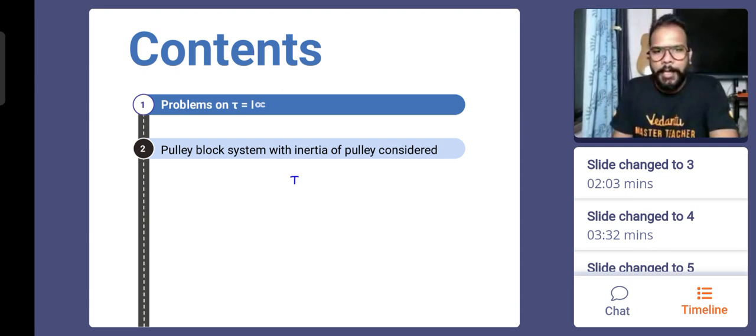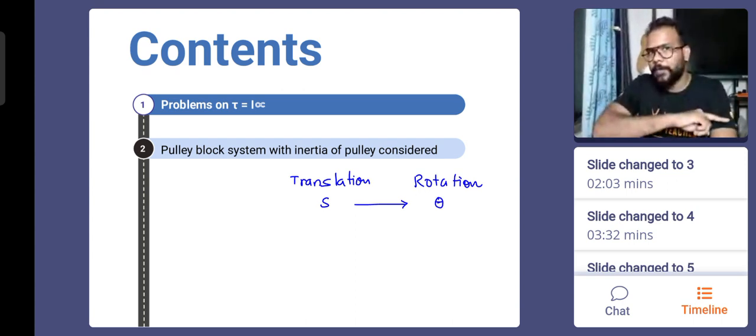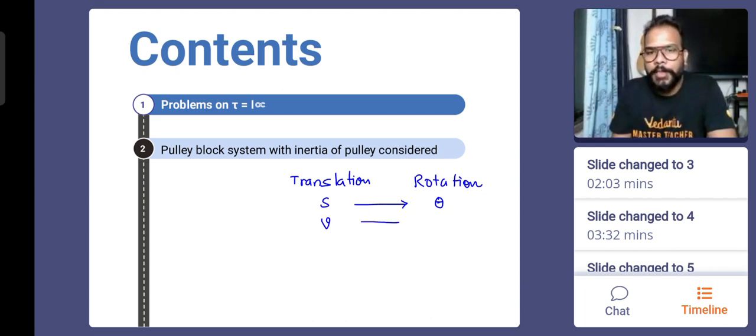As you already know, there have been so many quantities where translation and rotation counterparts have been spoken about. If you remember, in translation the role was played by displacement. What is the quantity that does the same job in rotation? It's theta, angular displacement, right? Here it is displacement, and in rotation it is angular displacement. If there used to be velocity in translation, it will become omega, angular velocity. If it used to be linear acceleration, it will become angular acceleration alpha.